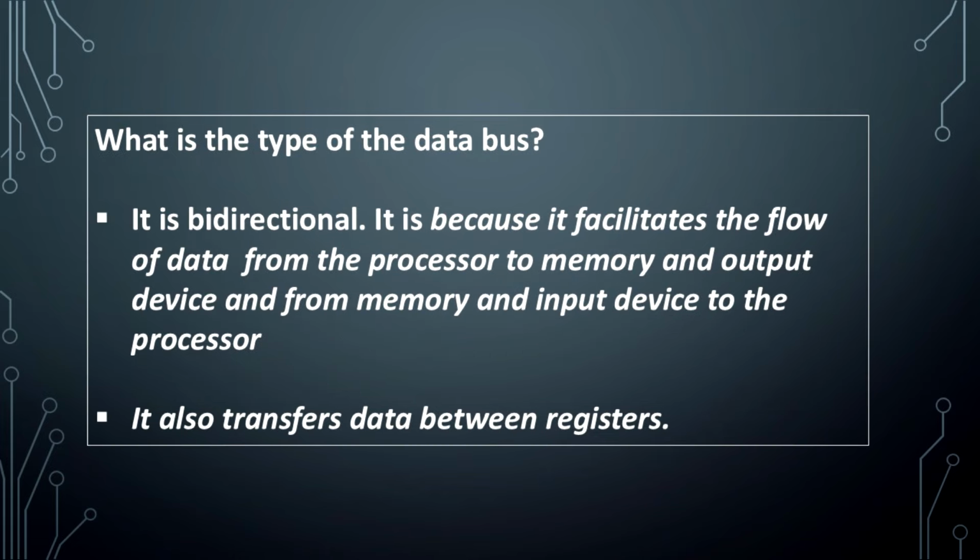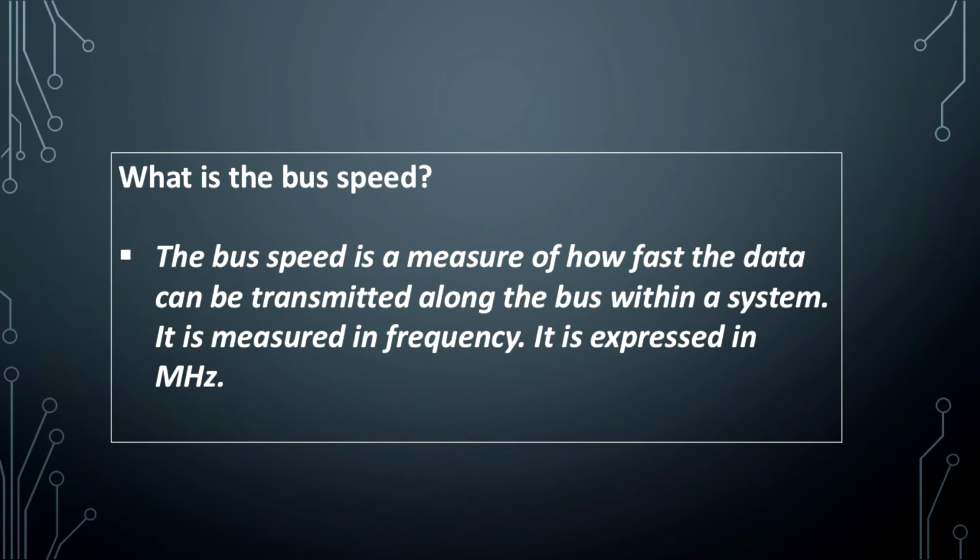What is the type of the data bus? It is bidirectional. It is because it facilitates the flow of data from the processor to memory and output device, and from memory and input device to the processor. It also transfers data between registers.